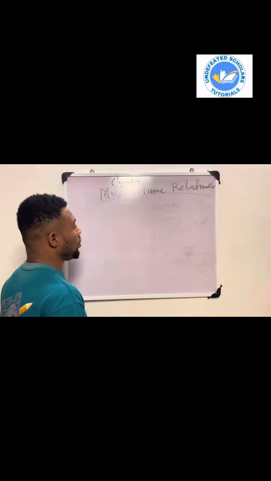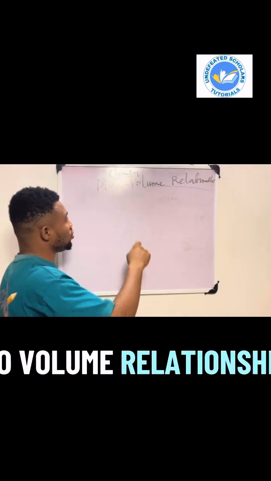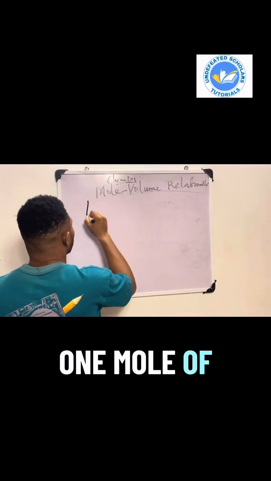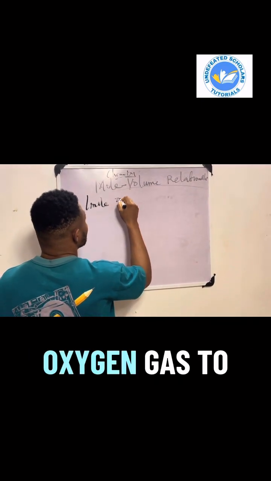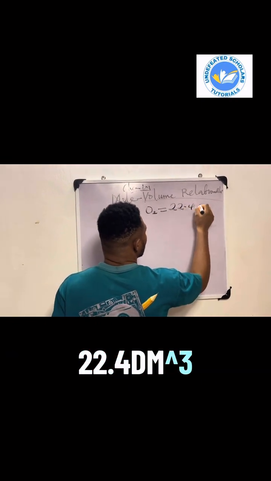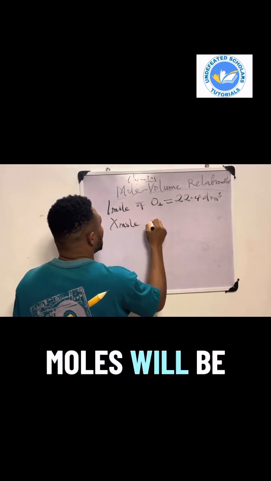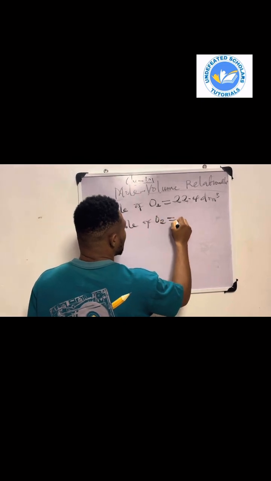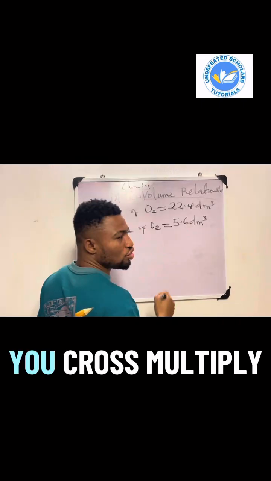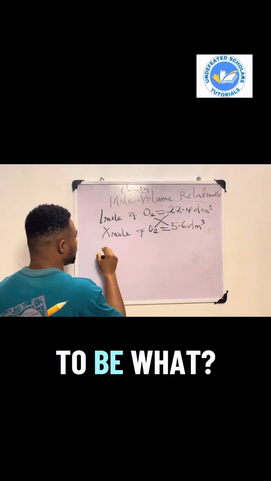In the earlier one we solved, it was mass to volume relationship. We can now solve it too in mole to volume relationship. Like I said, 1 mole of oxygen gas, to be specific, contains 22.4 dm³ of the gas. Then how many moles will be present in 5.6 dm³? You cross multiply. I like this cross multiply.